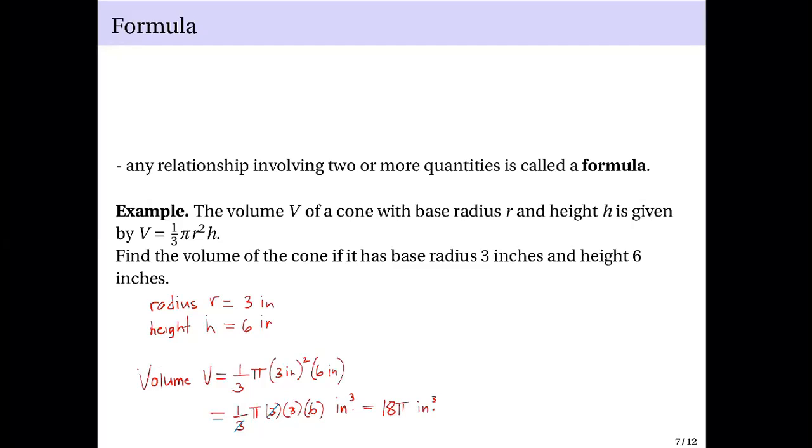And again, for volume, the dimension is distance cubed. Okay? So for the perimeter, the dimension is distance. For the area, the dimension is distance squared. And for the volume, we have distance cubed. So we see here cubic inches. Okay?